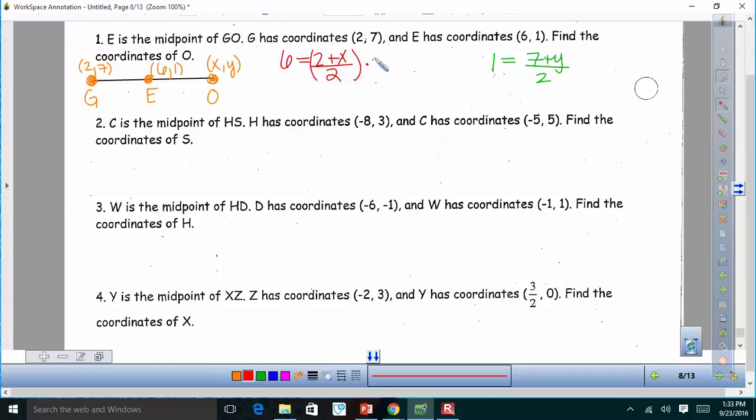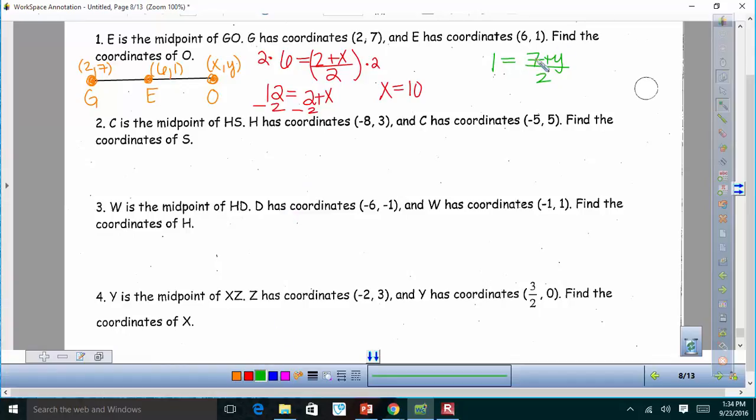Okay? How do I solve for x on this side? Multiply by 2 on both sides. That's going to give me 12 equals 2 plus x. And then how do I get x by itself? Subtract 2. So what does x equal? 10. Okay?